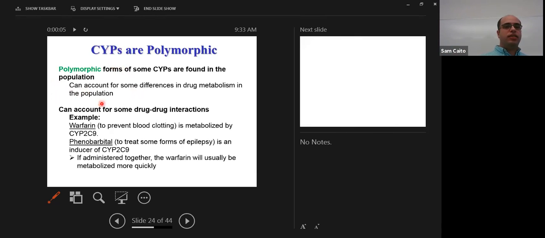So this can also account for drug-drug interactions. For example, warfarin, which is used to prevent blood clotting, is metabolized by cytochrome P450 2C9. Phenobarbital is used to treat some forms of epilepsy, and it is a known inducer of CYP2C9. So if you were to administer these together, the warfarin will usually be metabolized more quickly than you would expect because of the presence of that phenobarbital. So knowing what drugs your patients are on, you can find these drug-drug interactions, and some of which might be explained by the actual metabolism of the drugs themselves rather than the actual actions of the two different drugs.